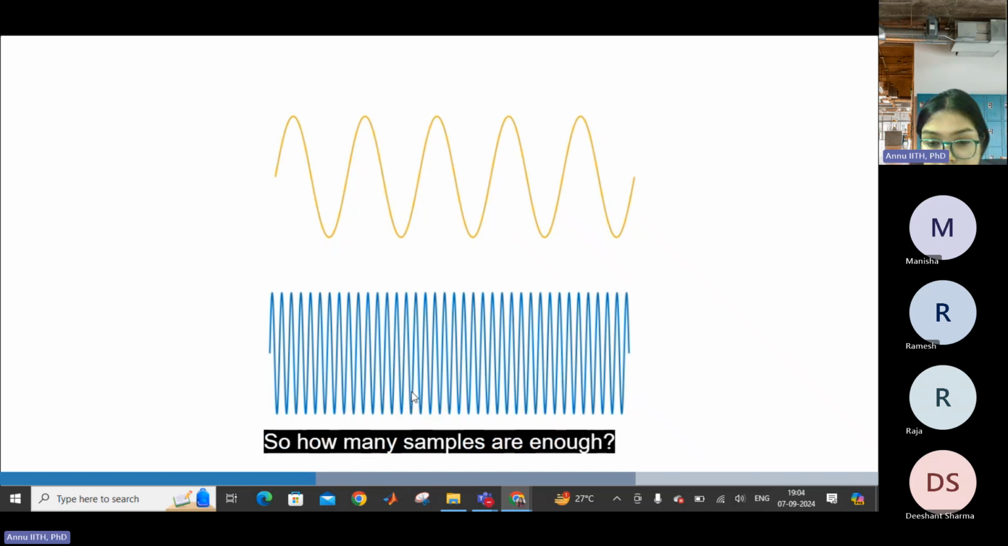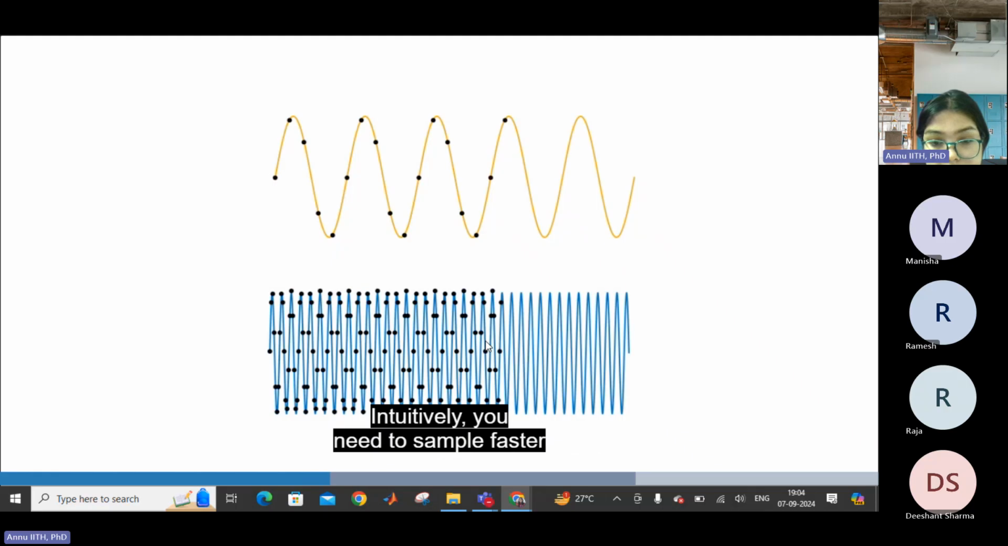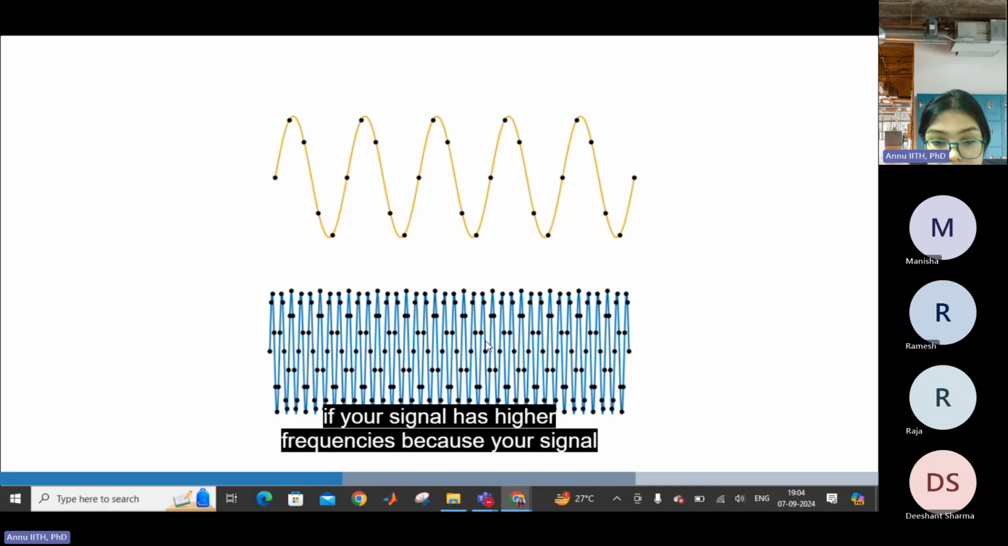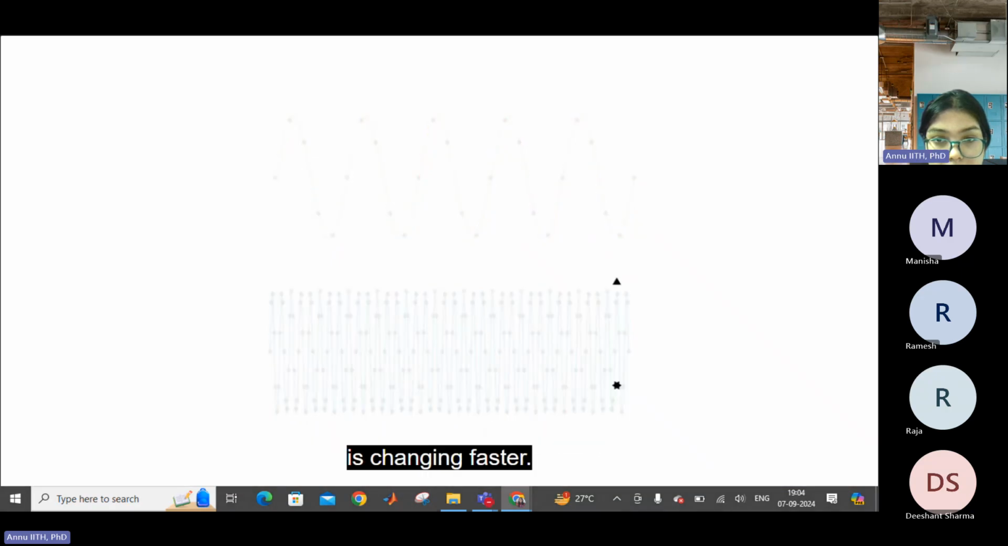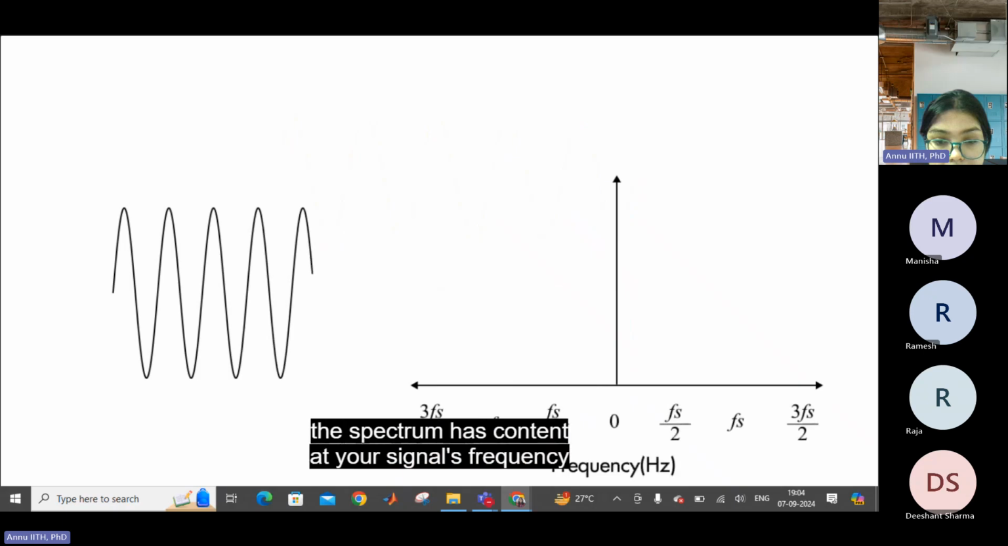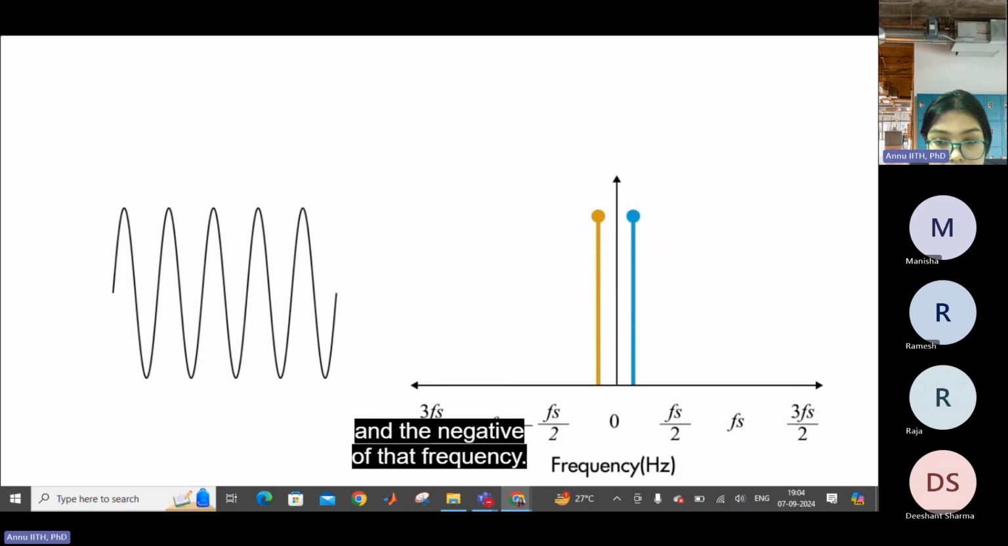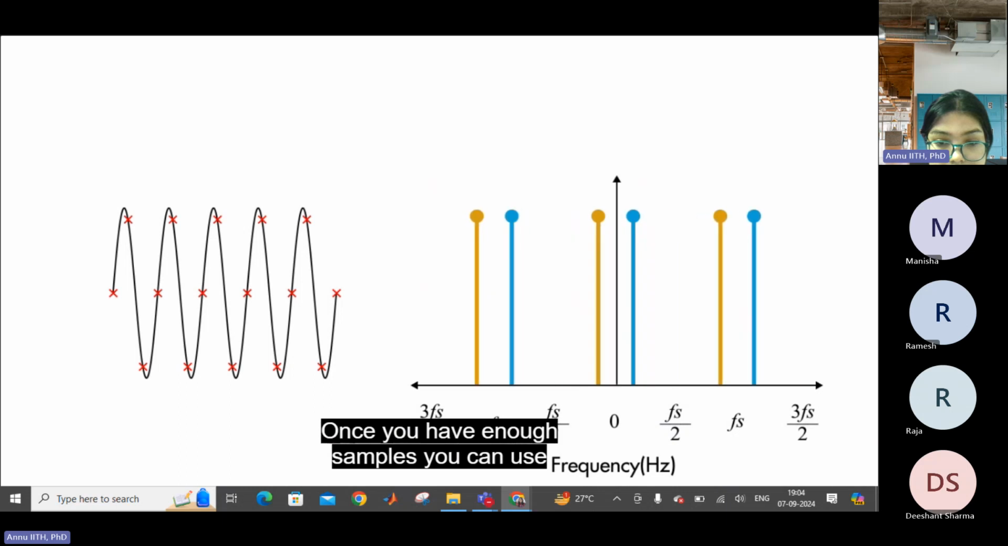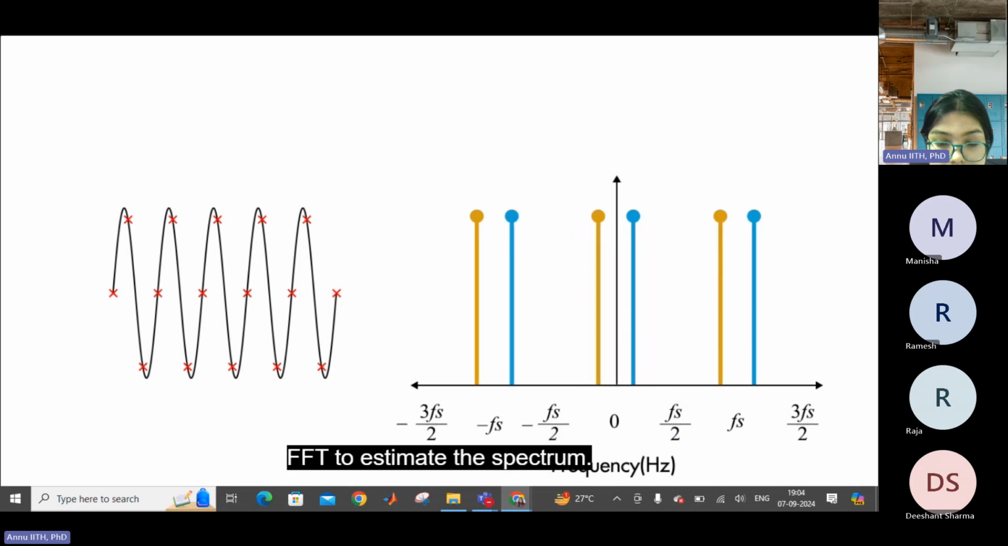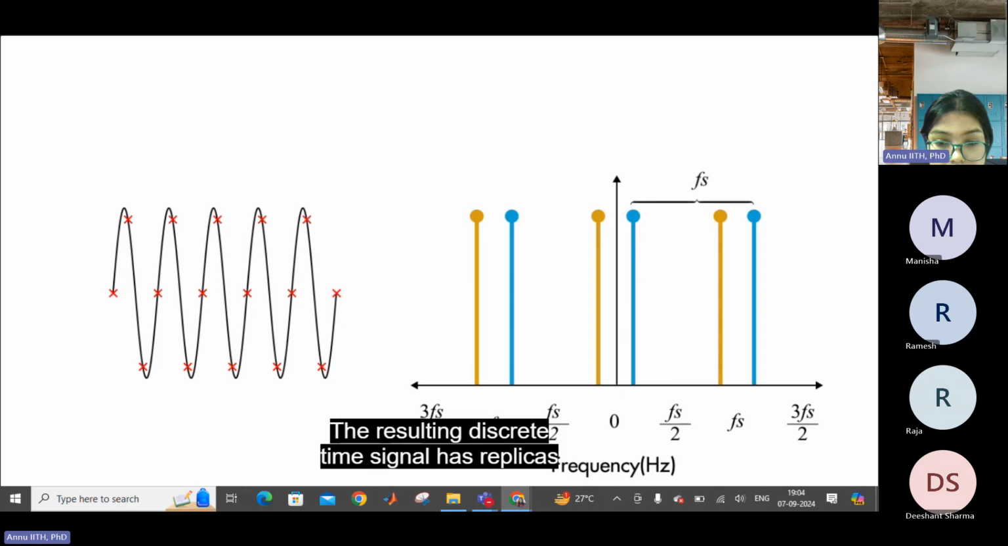So again, the question is how many samples are enough? Intuitively, you need to sample faster if your signal has higher frequencies, because your signal is changing faster. For a real continuous time signal, the spectrum has content at your signal's frequency and the negative of that frequency. To get a discrete time signal, you need to sample the continuous time signal at a regular interval, determined by your sample rate. Once you have enough samples, you can use FFT to estimate the spectrum. The resulting discrete time signal has replicas spaced by your sample rate, and there are infinite positive and negative replicas.